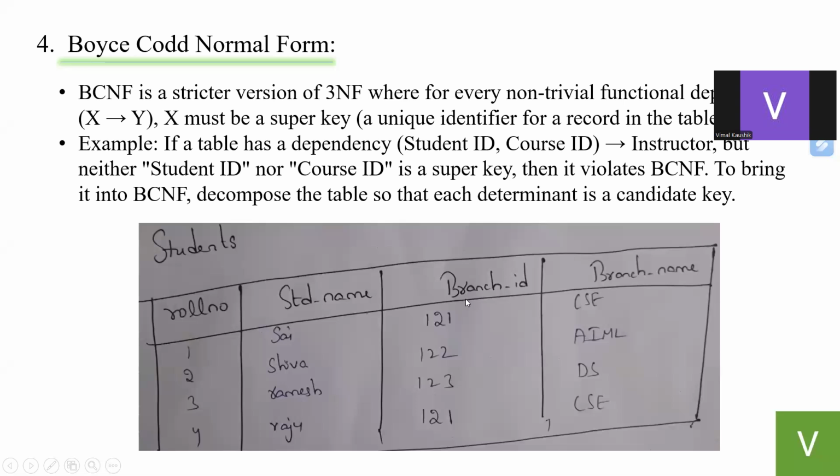So by converting this image into the BCNF, we create two different tables. First one is roll number and student name. The second table is branch ID and branch name. So this is about Boyce-Codd normal form. It should be in 3NF as well as non-trivial functional dependency, meaning y depends on x such that x is the super key.